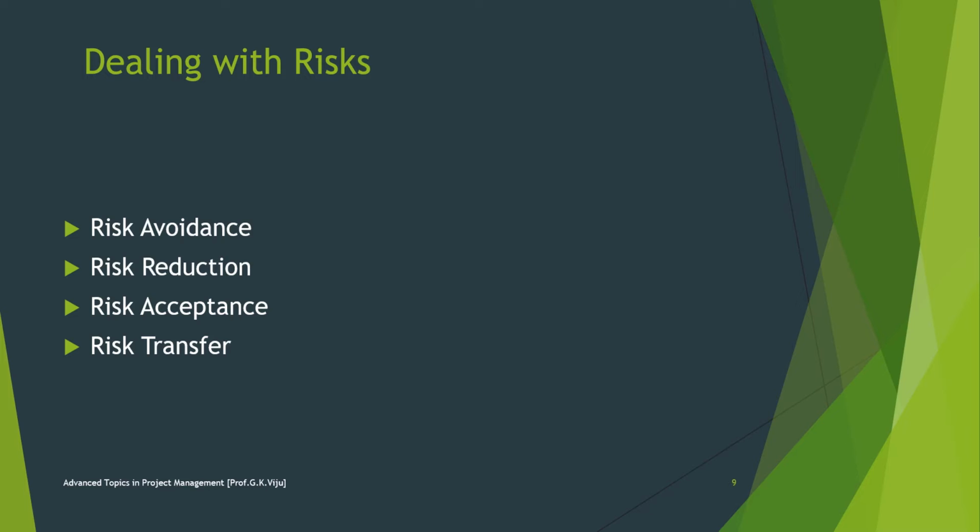Third one is risk acceptance. That is involving partnering with others to share responsibility for the risky activities. Fourth one is risk transfer. It is a risk reduction method that shifts the risk from the project to another party. The purpose of insurance on certain items is a risk transfer method.